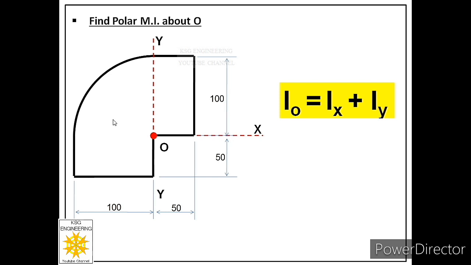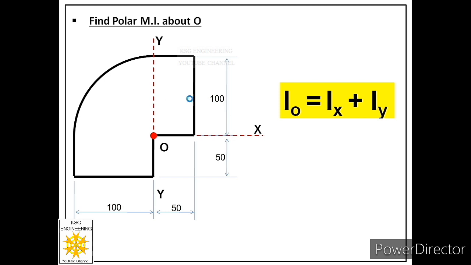Okay, it means in order to solve this problem, we first have to find the area moment of inertia of this composite area about the x-axis and y-axis starting from the same point. Then we will add the area moment of inertia about these two axes, and we will get the polar moment of inertia of this composite area about the axis at O, which is perpendicular to the plane of this composite area.